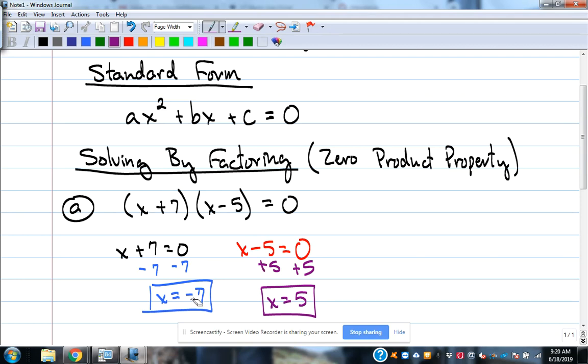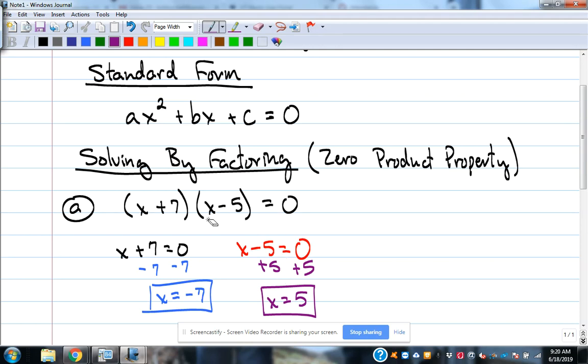If I put a -7 into this first piece, -7 plus 7 is 0. -7 minus 5 would be -12. 0 times -12 is 0. So that works to make that equation true. If I plug in a positive 5, 5 plus 7 is positive 12. 5 minus 5 is 0. Positive 12 times 0 is still 0. So that's how that checks in the problem there.